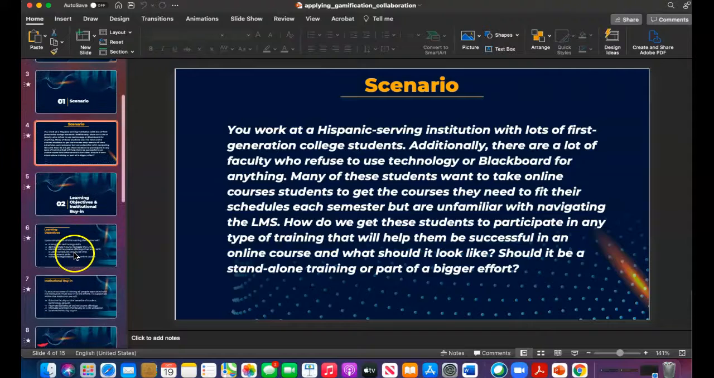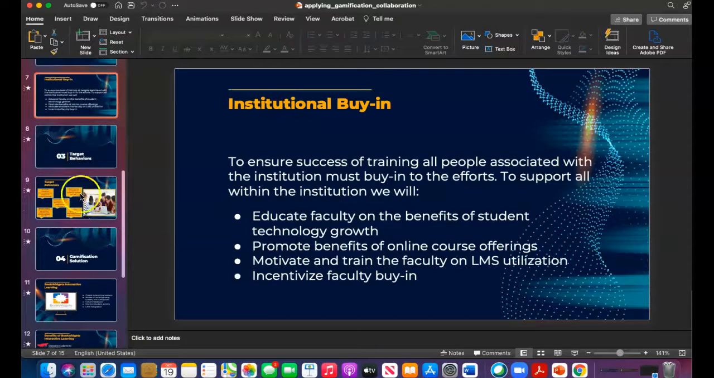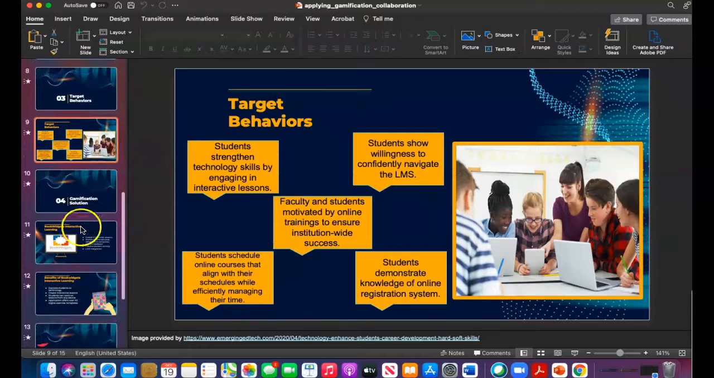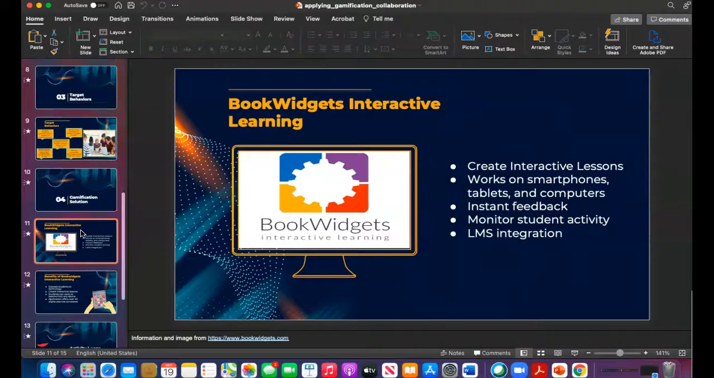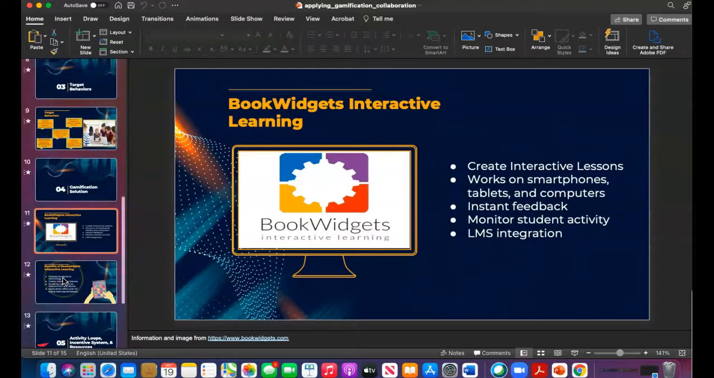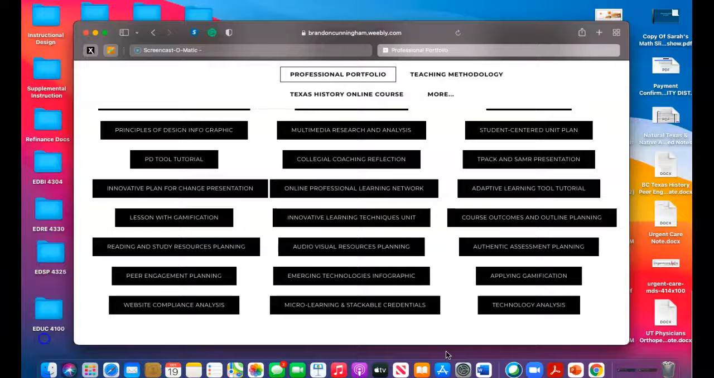And so we have our objectives and our target behaviors for the students. And what we decided to go with was BookWidgets interactive learning, where we could design lessons that the students could work on their own time to further their skills and knowledge for the online program and time management skills. So this actually allowed us to take the things that we've learned throughout our program and apply it to a real world situation.